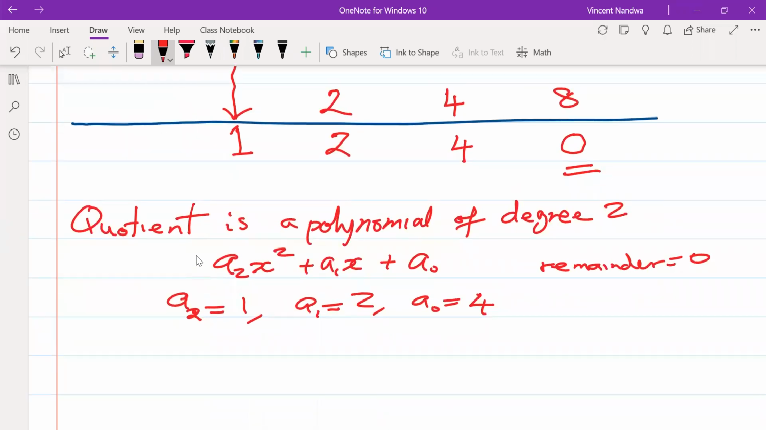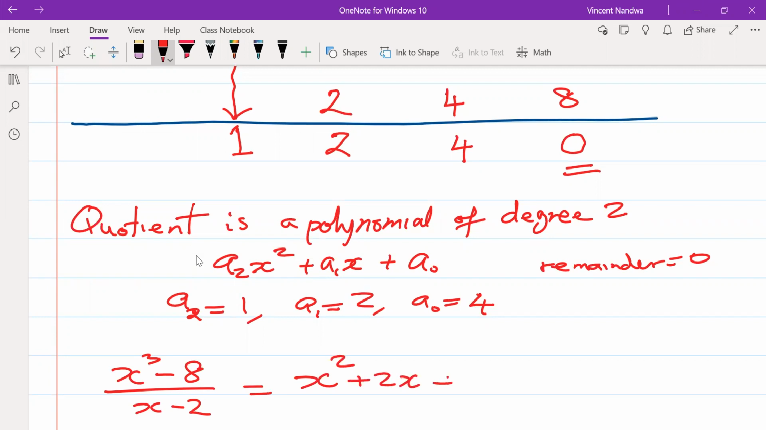So therefore now we simply say x power 3 minus 8 over x minus 2 is the same as a2, which is 1 times x squared, so we have x squared. a1 is 2, so plus 2x. a0 is 4, so plus 4. Remainder is 0. So this simply tells us that x minus 2 is a factor of x cubed minus 8, which is the same number that we had initially.